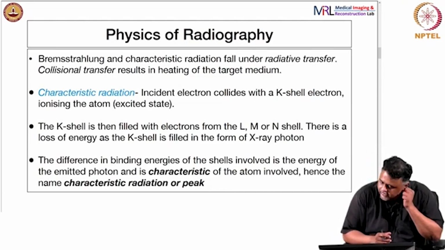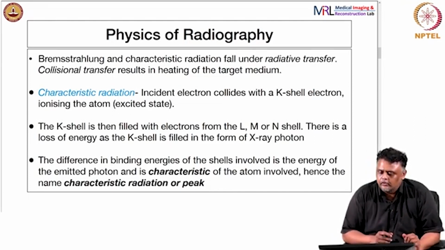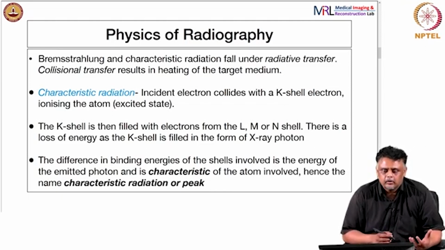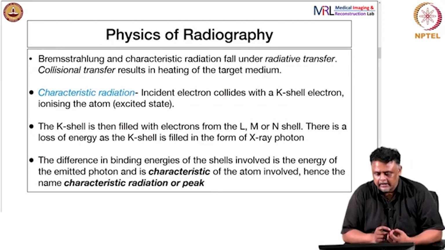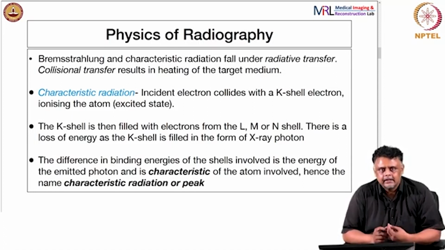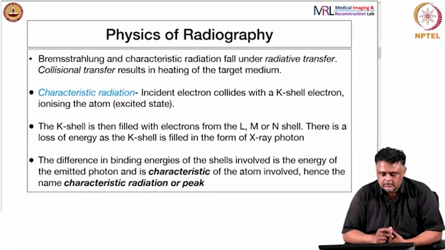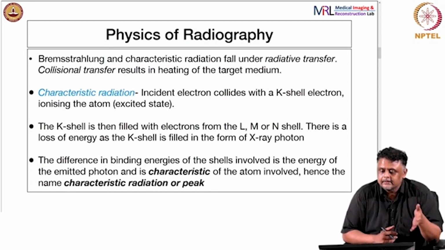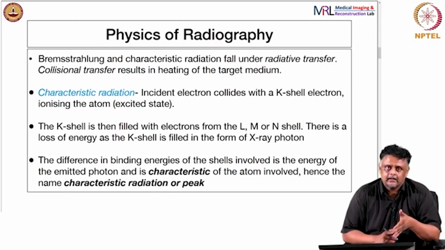Characteristic radiation arises if you are familiar with the Bohr model of the atom. If you are not familiar with the Bohr model of the atom, please look it up. The Bohr model puts the electrons around the nucleus of an atom in K, L and M shells, different shells. Each shell can have only a certain number of electrons. Characteristic radiation is produced when the incident electron collides with a K shell electron and knocks it out, and ionizes the atom.